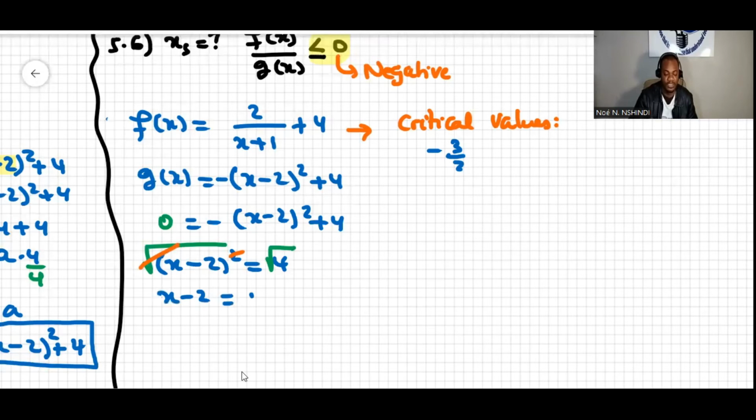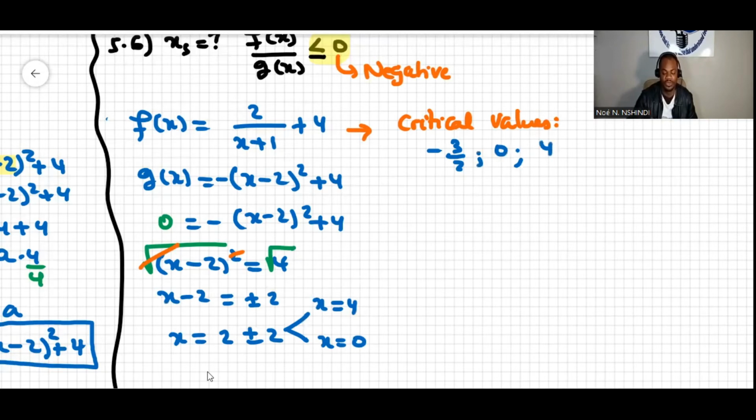Careful, plus minus 2. When you have an equation, always put plus minus in front of the constant. So if I move the 2 over, that makes x equal to 2 plus minus 2. Now there are two solutions here: 2 plus 2 is 4, and 2 minus 2 is 0. So the critical values are -3 over 2, 0, and then 4. I can write them like that in ascending order.